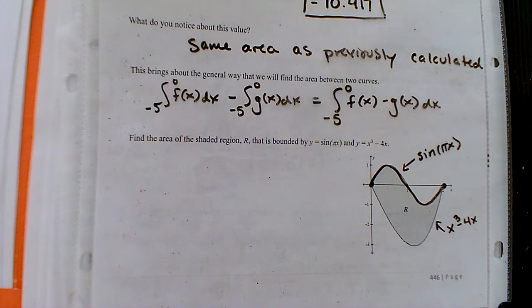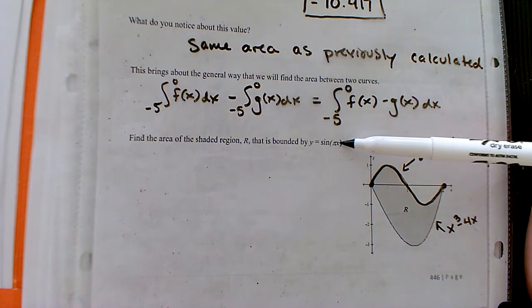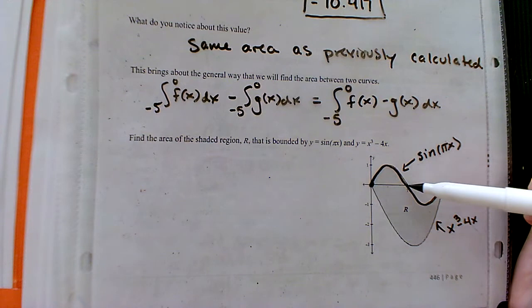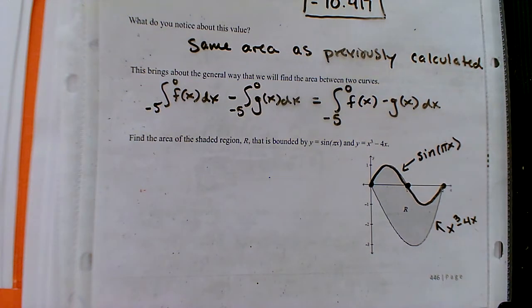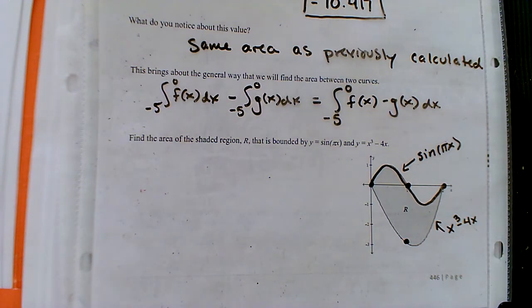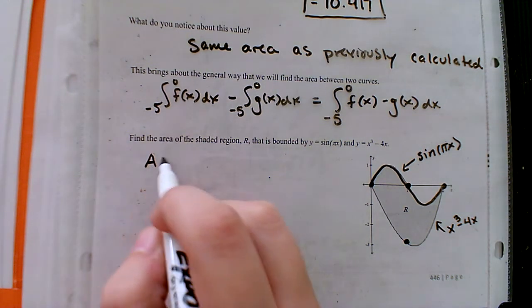If you're not sure which one is which, you can always test a point. For instance, this is an x value of 1. If you plug in 1 for x, sine of pi is 0, so notice how that's on the x-axis. If you plug in 1 for x into the other equation, you'll get -3, so that's down here. You can always test a point to clarify which one's which. So let's see if we can figure out this area trapped between the 2 curves.